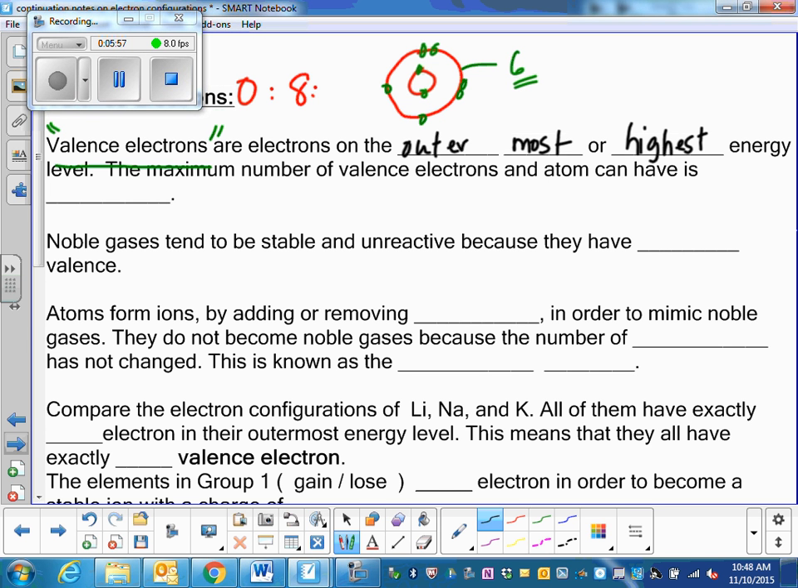What do you think is the maximum number of electrons that can go into the outermost energy level? The Bohr model one?